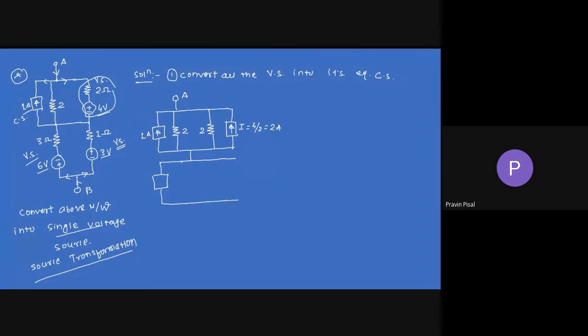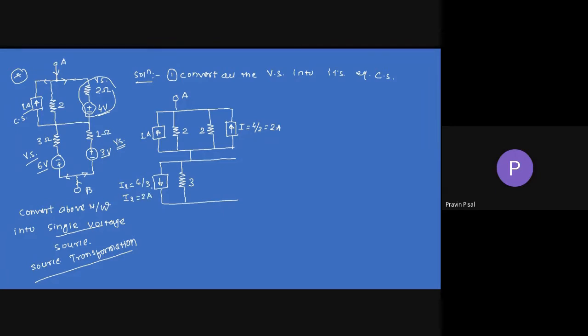The resistances now come in parallel, so this will be 3 ohm. Now you will see the current will go downward. Why downward? Because it is minus plus. So what is the voltage? I will give the name I2. What is the current? It will be 6 by 3. So the value of this current is again 2 ampere.